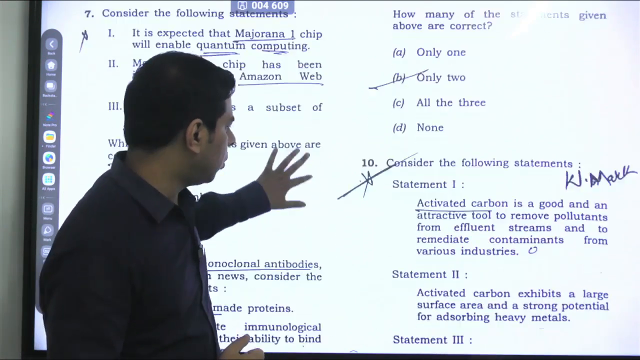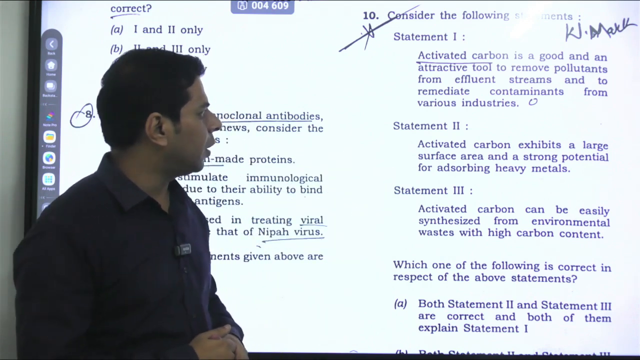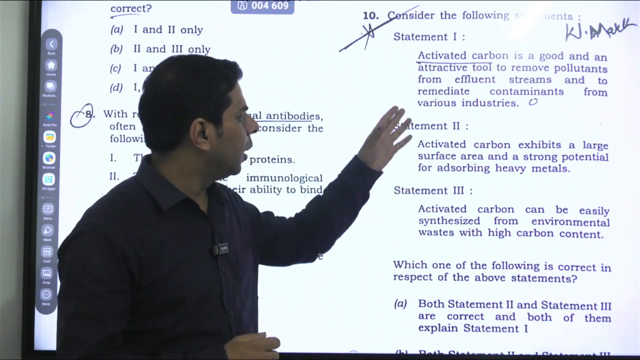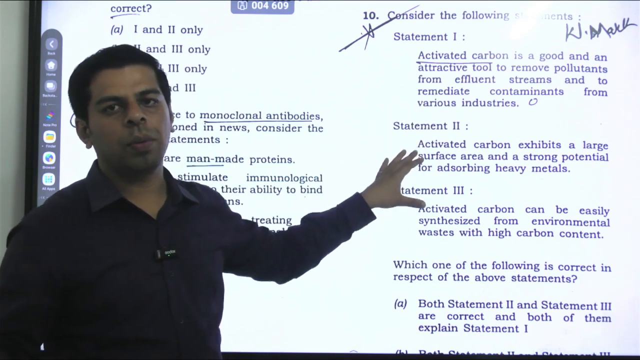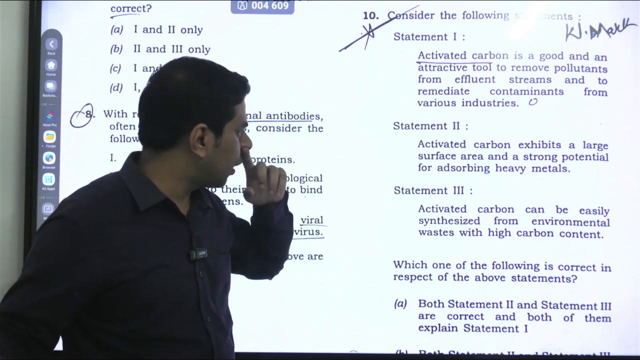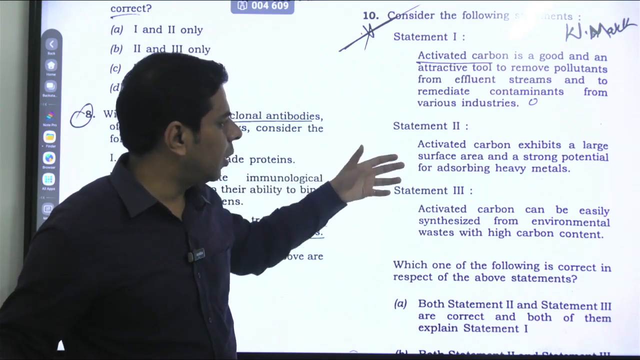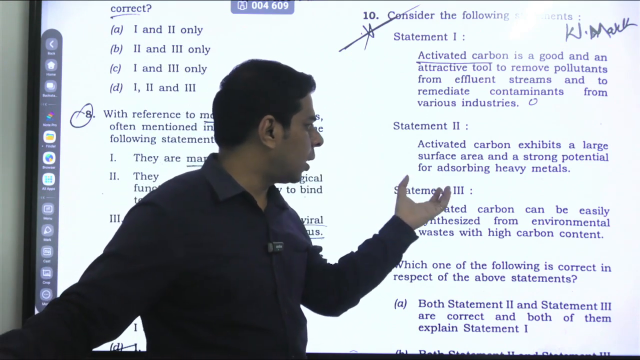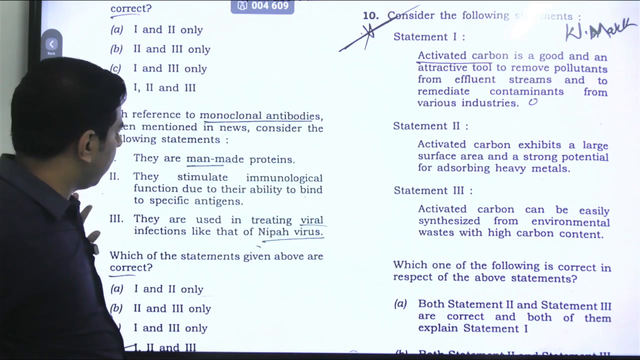And the final question from science and tech is activated carbon. Once again, an attractive tool for carbon sequestration. It has been highlighted as trying to remove pollutants, mainly from the water pollution theme as well. Which is the correct one? Now the second statement, it exhibits a large surface area. That's its advantage, because when you have a large surface area, it is easy to adsorb different metals, especially heavy metals.